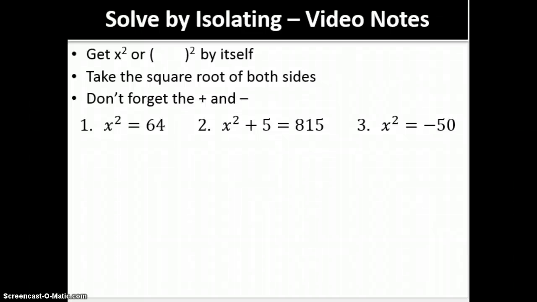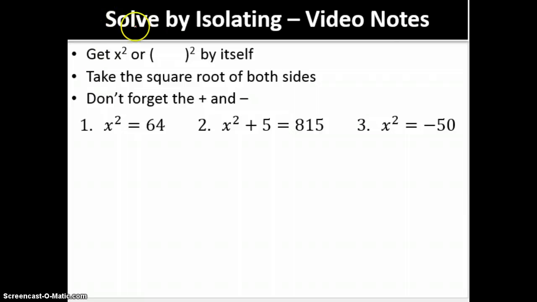Okay, Algebra 2, here we go. Today we're going to solve by isolating the variable. So we're going to put into practice all this i stuff and simplifying square root stuff into something where we're actually solving. So we're going to start with the very basics, and that's x squared equals 64.